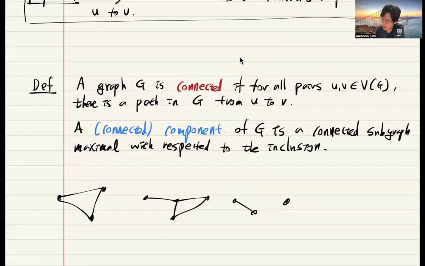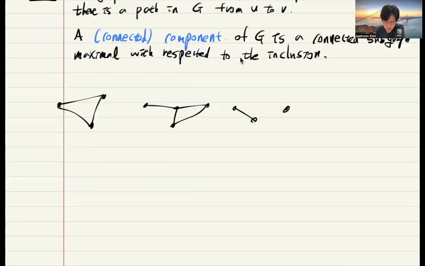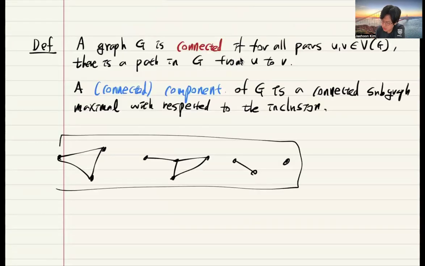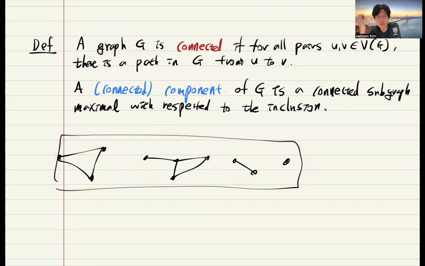And why do we care about this connected component? Because as you see here, any graph G is a disjoint union of connected graphs. So understanding connected graphs provides an understanding of arbitrary graphs.